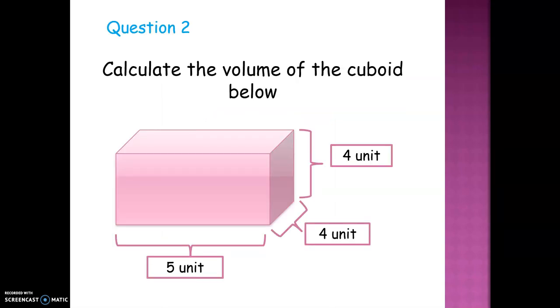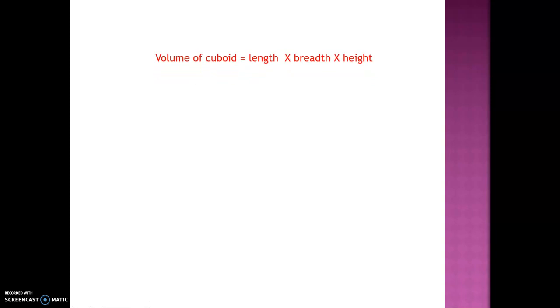Question 2. Calculate the volume of the cuboid. When I say cuboid, you can see 2 dimensions are same. The third one, it is not. If it is a cube, all the 3 will be the same. But this is not. So to find the volume, we use the formula L times B times H. That is 4 times 4 times 5. So 4 times 4 is 16. 16 multiplied by 5 is 80 unit cube.